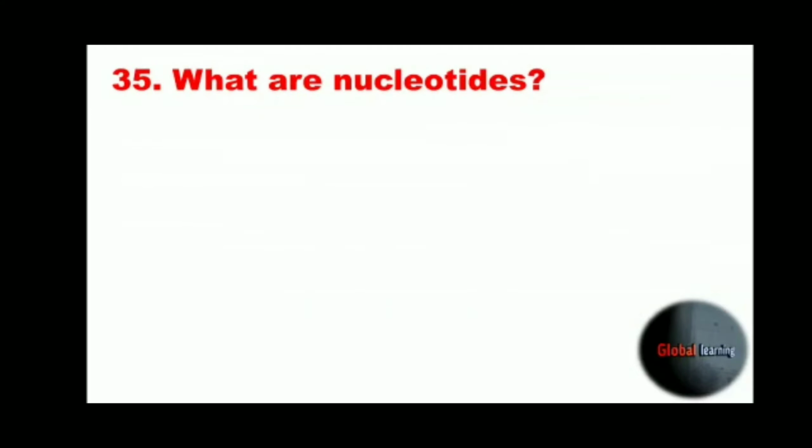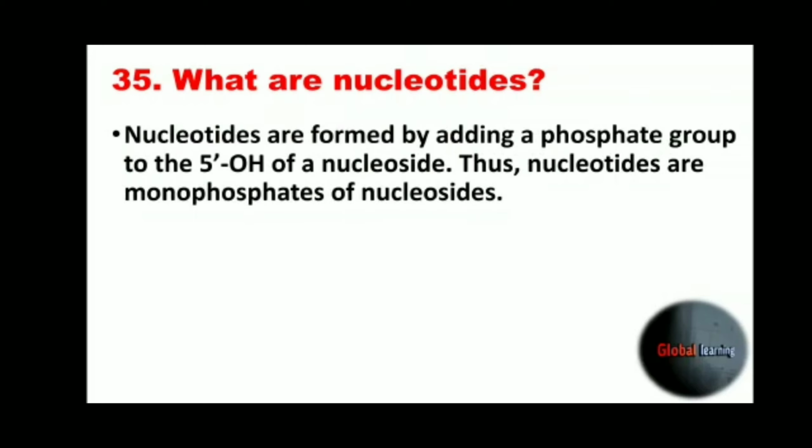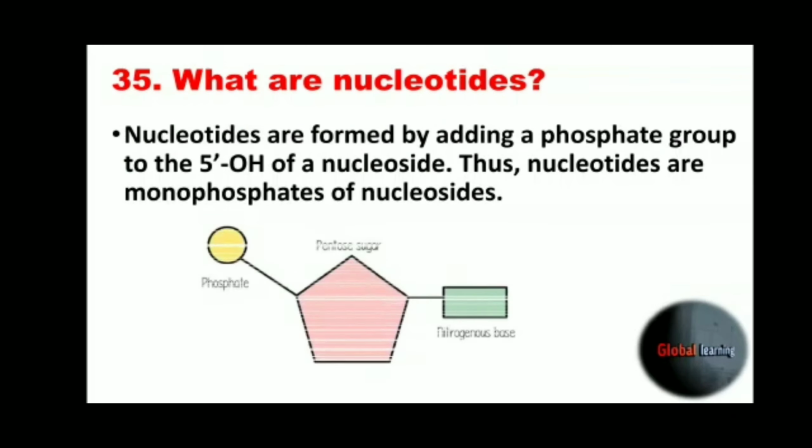What are nucleotides? Nucleotides are formed by adding a phosphate group to the 5-OH of the nucleoside. Thus, nucleotides are monophosphates of nucleosides. You can see in this structure, if there is no phosphate group here, then it is a nucleoside. And when the phosphate group is bonded, then it is known as a nucleotide. The phosphate group is bonded on the 5th OH. We will see this further also. So let us move further.